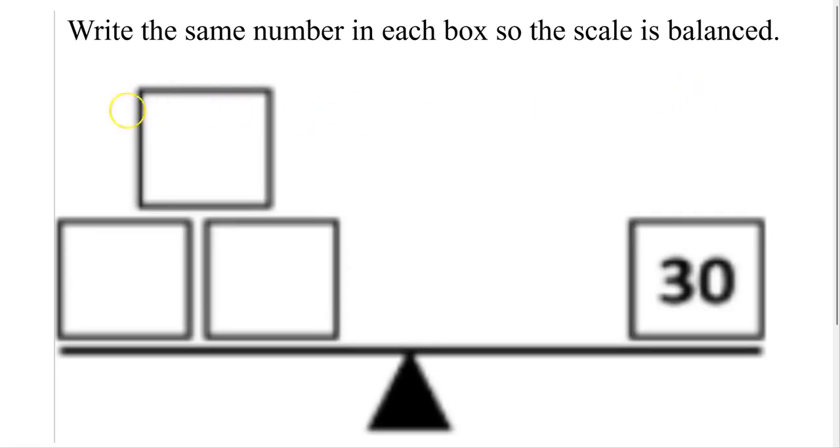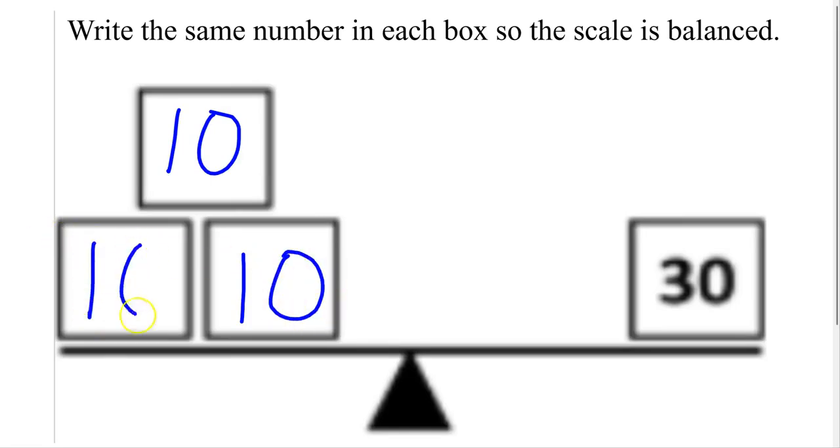All right, so the only number that will work for this is going to be 10, because they have to be the same. There are 3 boxes, and 3 times 10 is 30. The equation that we would have for this, if we showed this algebraically, would be 3x, right? If each of these were a variable of x, equals 30.